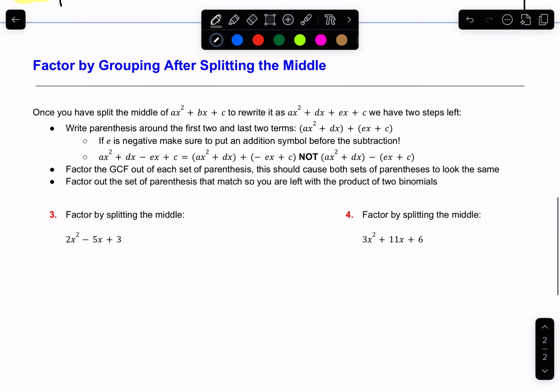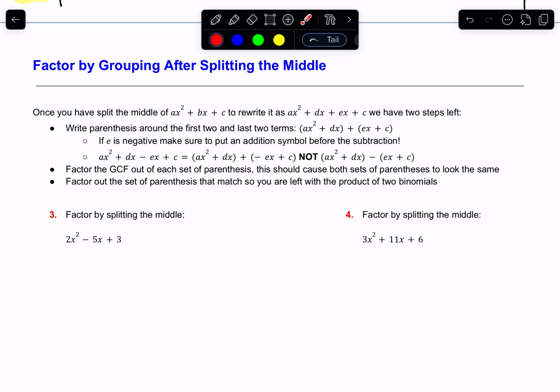So this says factor by grouping after splitting the middle. Once we have split the middle of ax squared plus bx plus c into our new 4 terms, ax squared plus dx plus ex plus c, we just have 2 steps left. We're going to put parentheses around the first 2 terms and the last 2 terms. If e is negative, we're going to make sure to put an addition symbol in between them.